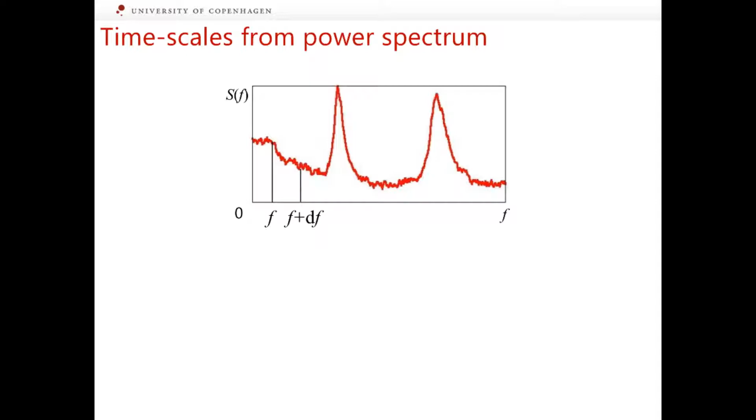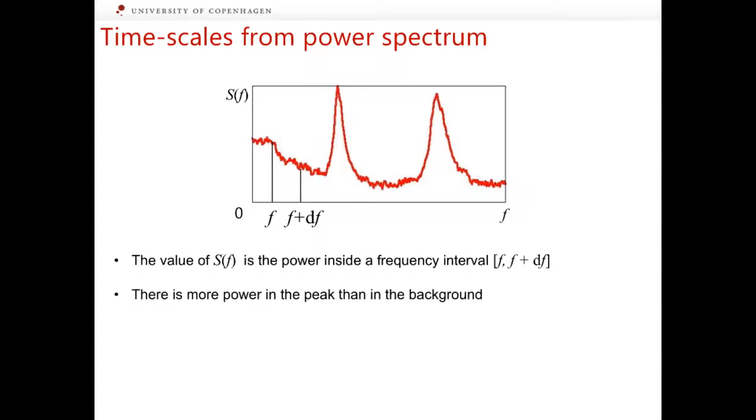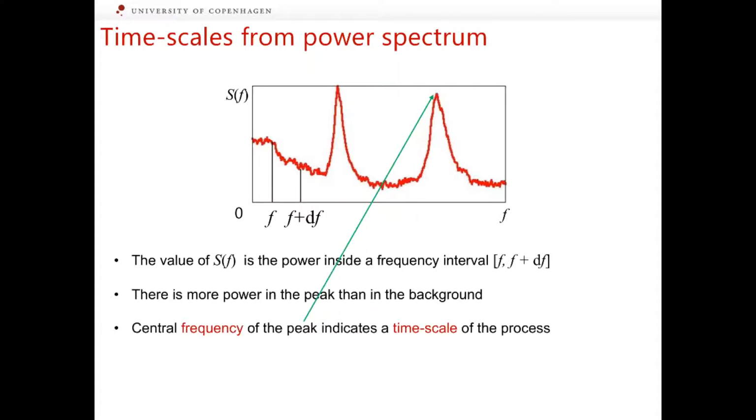Consider a small range of frequencies between f and f plus df. The area under the curve within this range gives us the power inside the given frequency range. Obviously, the power in a spectral peak is larger than the power in the background within the same frequency range, so the spectral peaks indicate the most probable frequencies of the random process. The central frequency of a spectral peak indicates the value of the time scale in the process. There can be several peaks in the spectrum, which indicate several time scales present in the process.